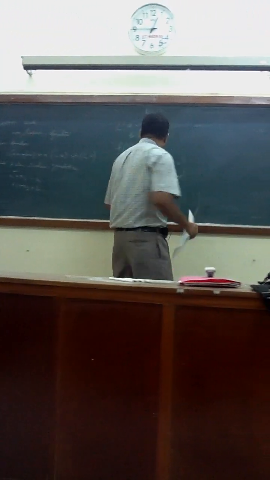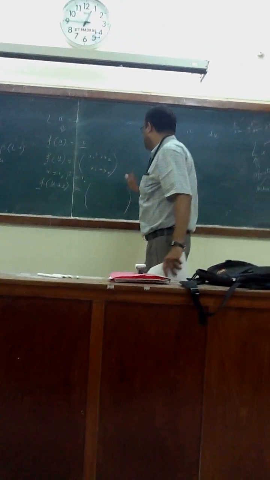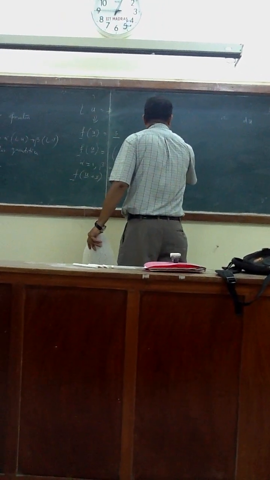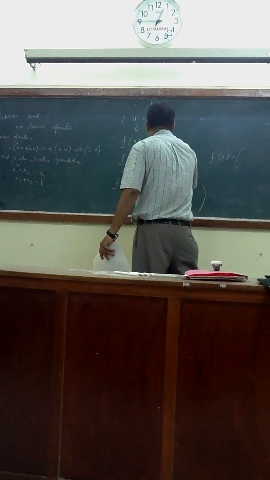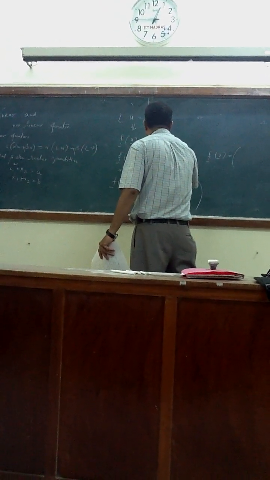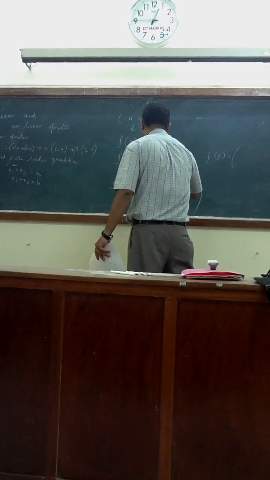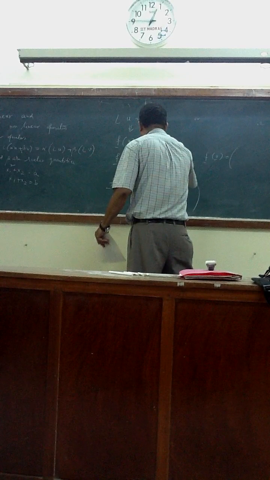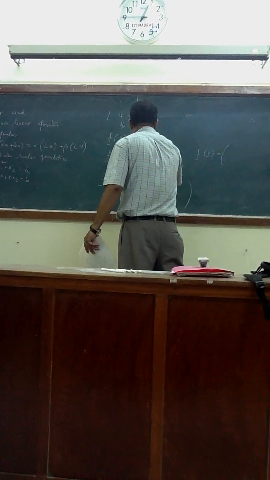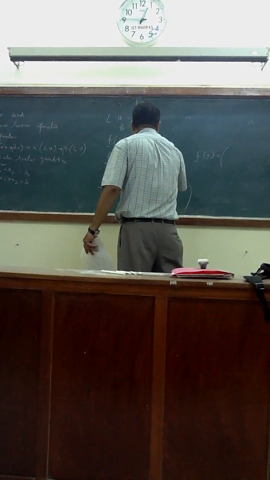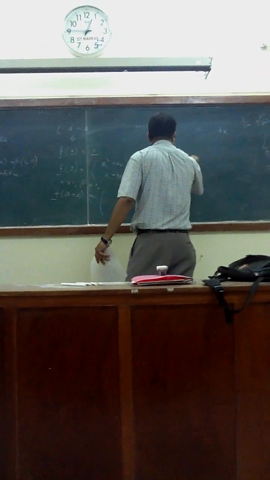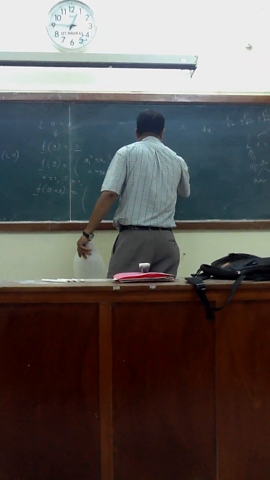What are you getting? Remember that F bar U is this, F bar V is this. You can directly write U1 and V1, it's better. U1 square plus U2, V1 plus U2. Here you can write V1 square plus V2, V1 plus V2.